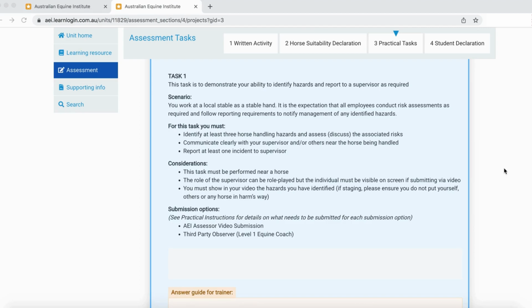Essentially, these tasks will be role-played. You will get creative, use your imagination, and create scenarios to act out on video to show us that you have a great understanding of how to identify hazards in this particular scenario and how to get the information that you have studied in your theory and implement that into real life.